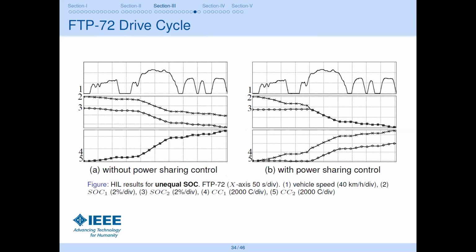The FTP 72 drive cycle is a very common drive cycle of the USA and North America. It's a standard drive cycle where you test all your vehicular system and dynamics in simulation using this particular drive cycle. The first trace shows the vehicle speed and the dynamics. The second and the third trace show the SOCs of the batteries. And the fourth and fifth show the coulomb count. Coulomb count is a terminology used for batteries again, which shows how much current or how much power is being extracted from that particular battery.